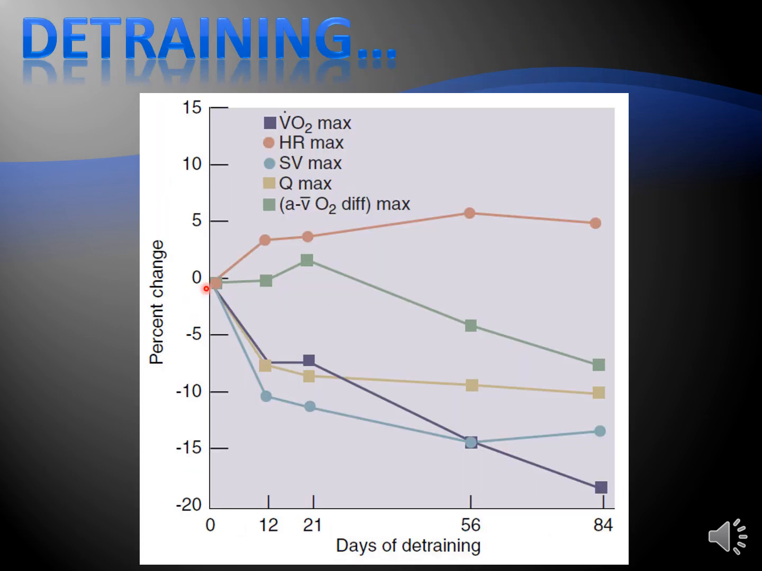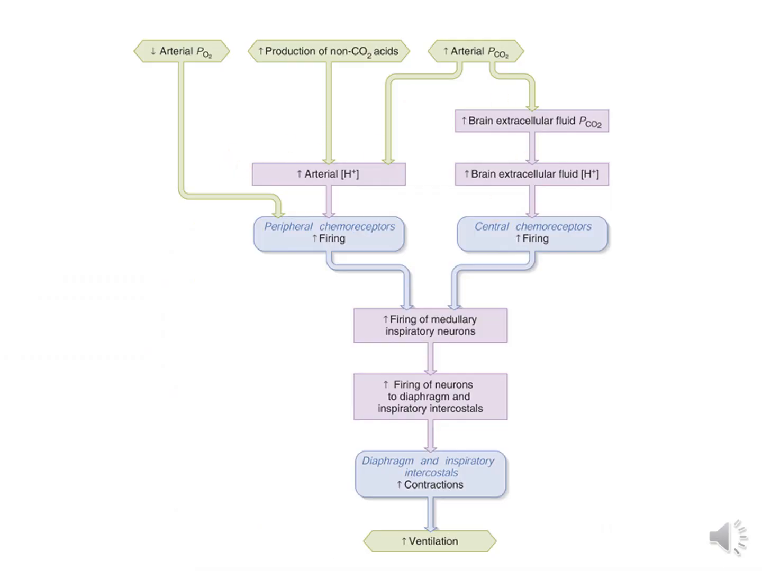And detraining happens very quickly. Stroke volume goes away, therefore cardiac output Q goes away. Your heart rate actually goes up because your heart is smaller, and so it has to beat faster at the same smaller stroke volumes. We already did this one.